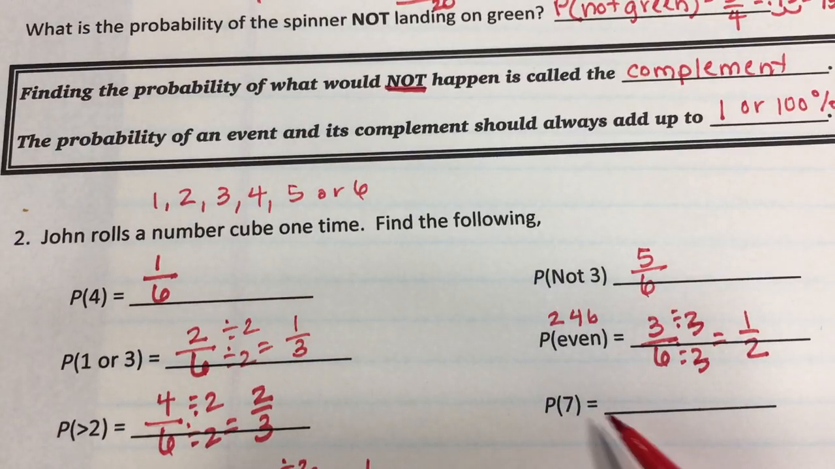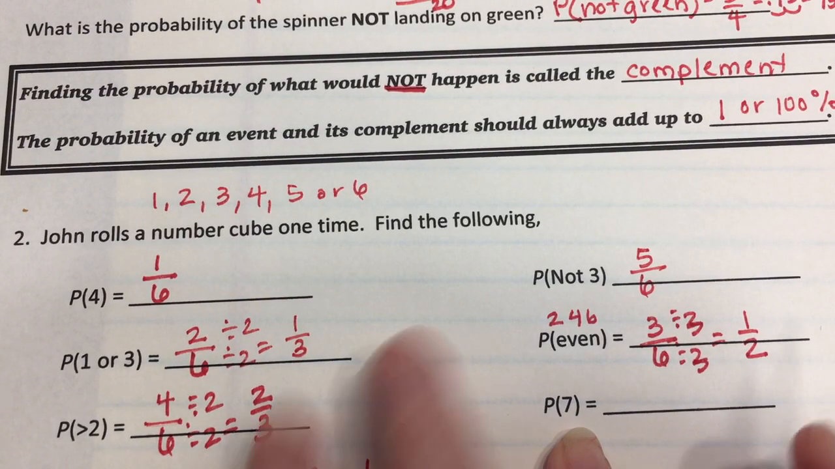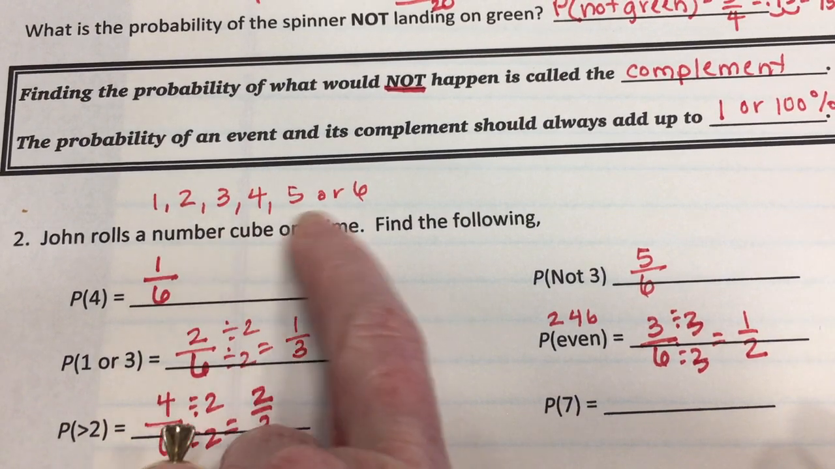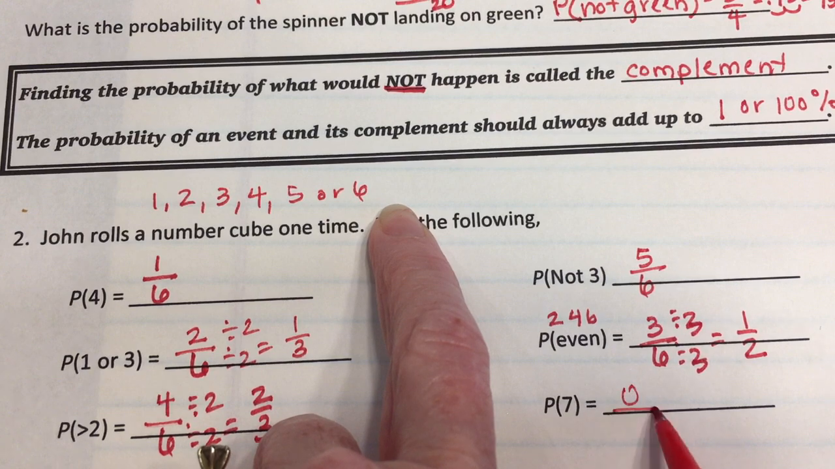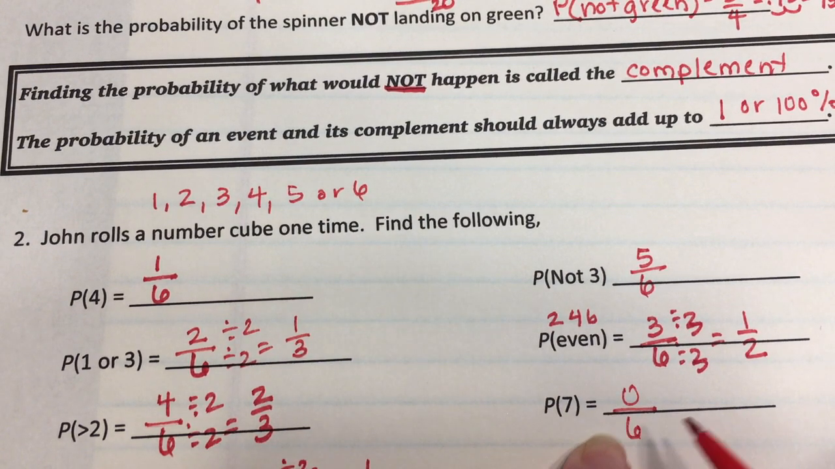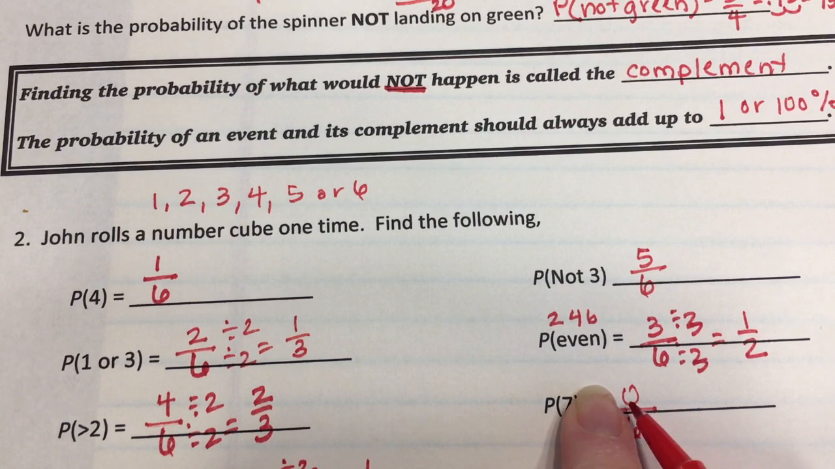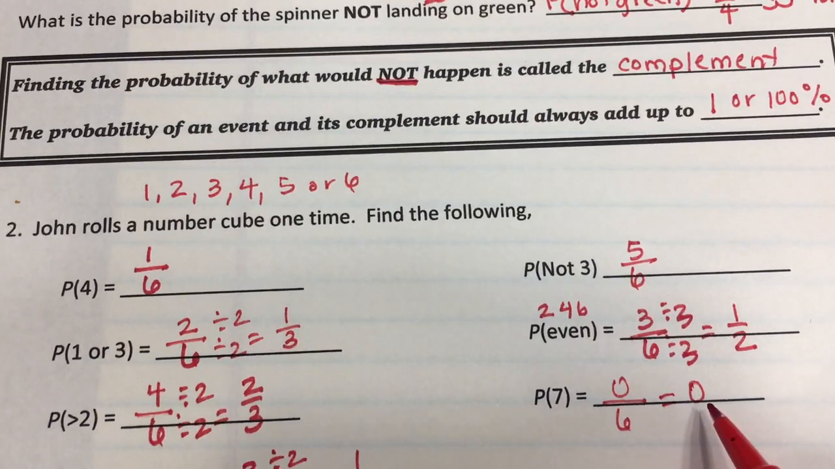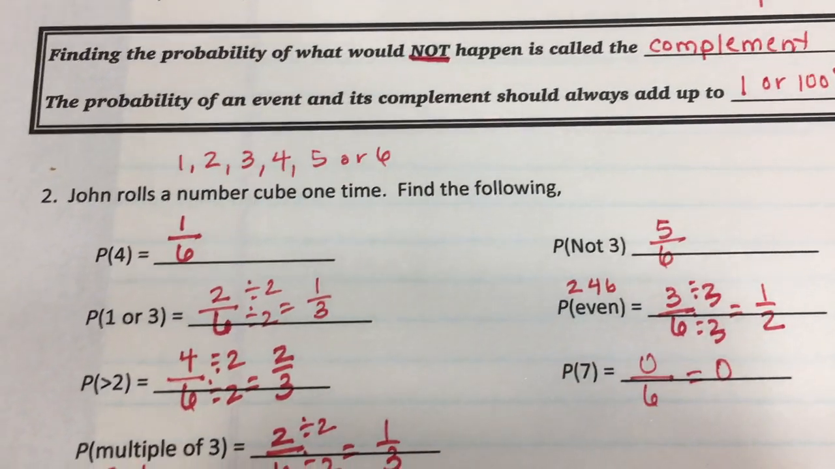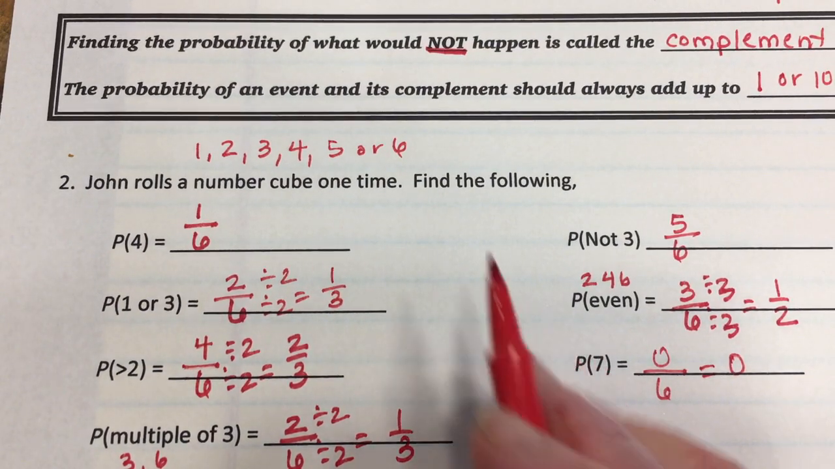And then the last one is the probability of 7. So we look at our outcomes. How many 7s are there? 0. Out of how many? 6. So the probability is 0 out of 6. Can this be simplified? Well, 0 over 6, remember the fraction bar is another way to write divide. So 0 divided by 6 is what? It's just equal to 0. 6 times 0 is 0. So the probability of getting a 7 is 0%.